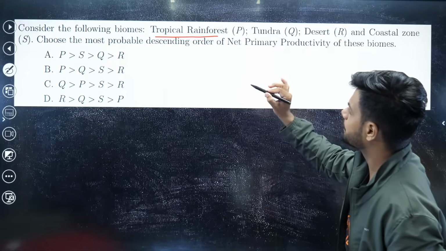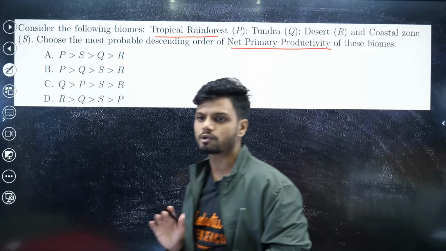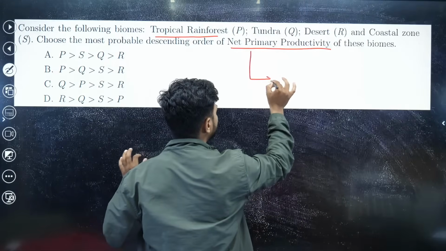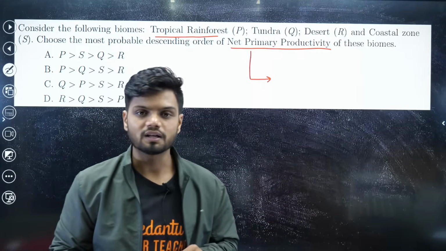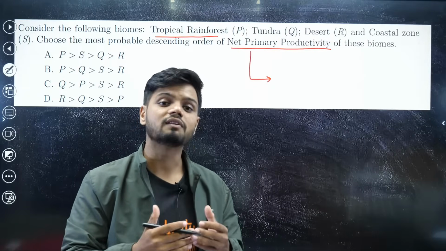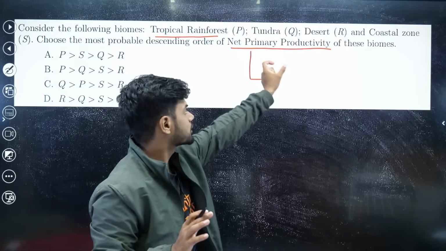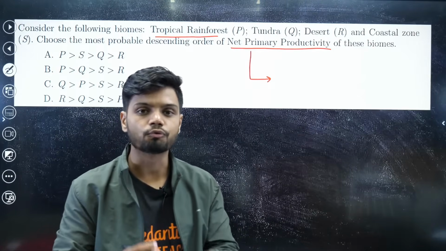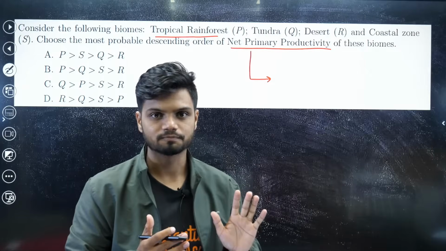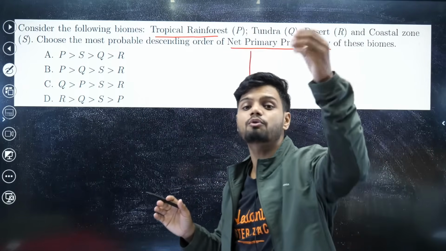Next question. Consider the following biomes: tropical rainforest, tundra, desert, coastal zones. Choose the most probable descending order of net primary productivity. Very easy question again. First of all, let me tell you the meaning of net primary productivity. Net primary productivity is the amount of food prepared by the plants which is available to the animals. Now tell me, in which particular regions will we have the highest number of plants?